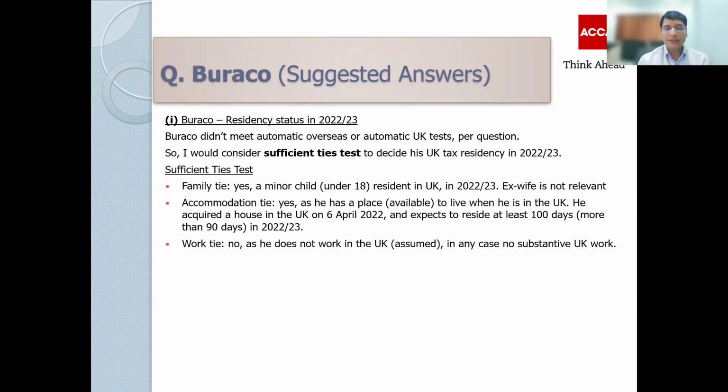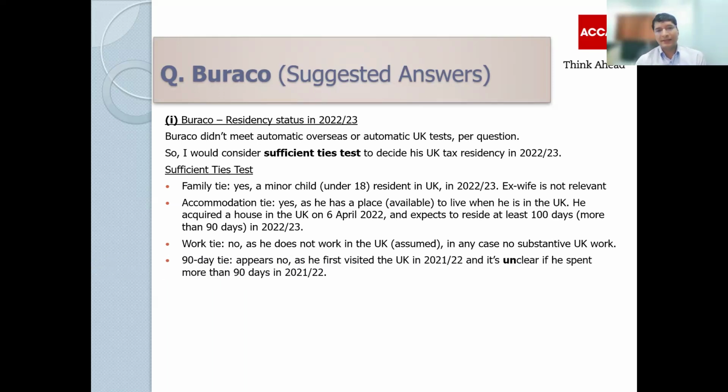In this case, it's not clear in the question, so I assume he doesn't work in the UK. And in any case, there is no substantive work. Substantive work means a minimum of working 40 days or more in the UK. And the question is silent about it. So I assume that there is no work tie.